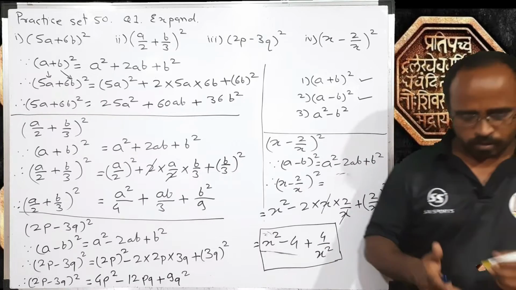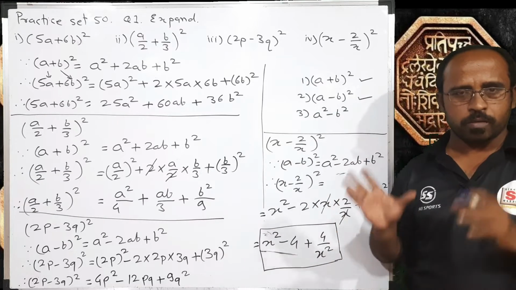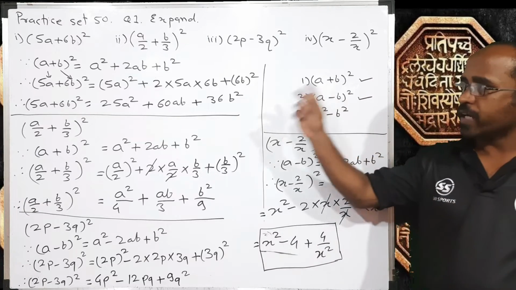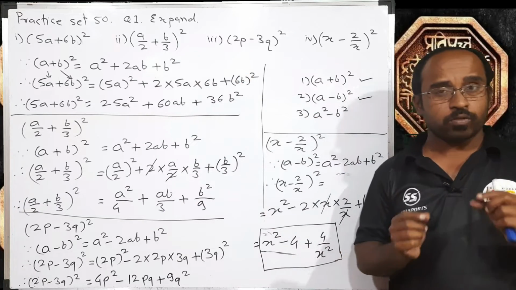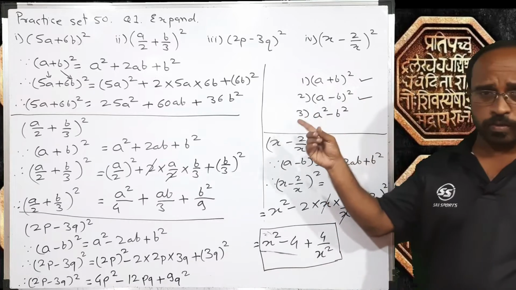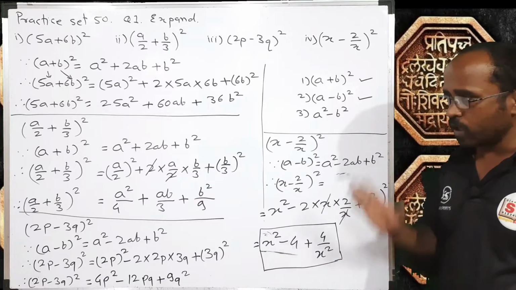Isn't it easy, students? So now I am going to explain question number 4, which is a bit different. What is the difference? We can use this formula to find the square of bigger numbers. How to use this formula to find squares, that we will see in question number 4. So to write that question number 4, I have to rub it.